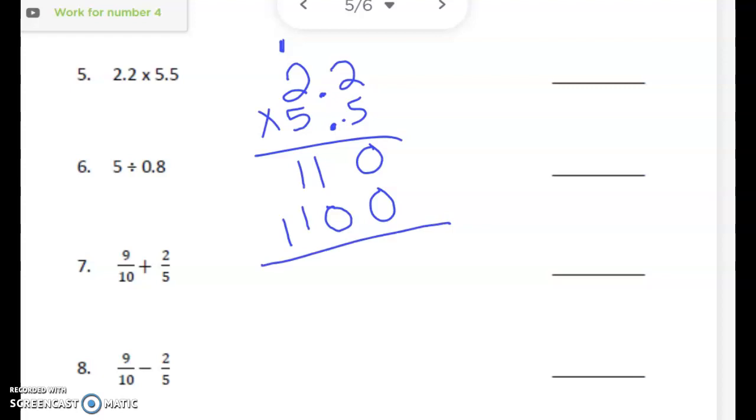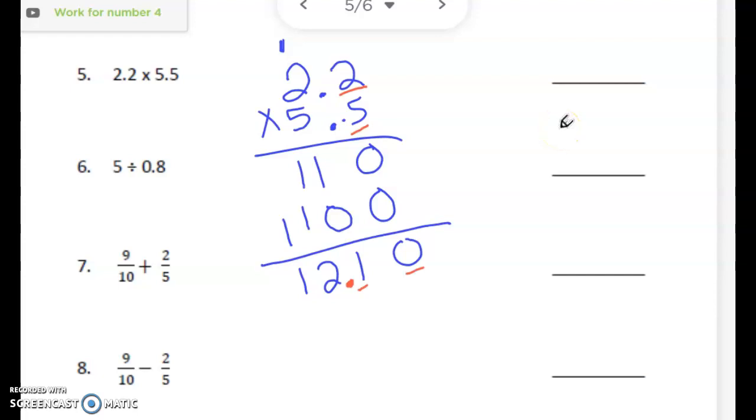Now I add 0 plus 0 is 0. 1 plus 0 is 1. 1 plus 1 is 2. Bring down the 1. Now your decimal has to go 2 places because it's got to be 1 place, 2 places. That means there has to be 2 places behind the decimal. So your decimal will have to go over here because I've got 1, 2. Or there have to be 2 places behind the decimal.